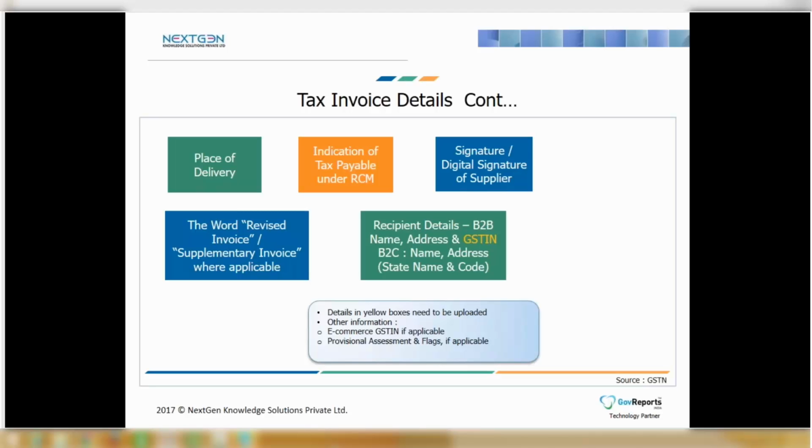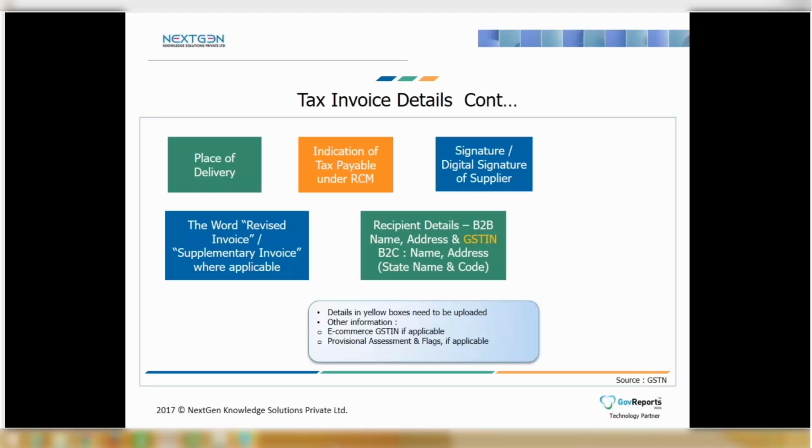So since this is the only data which is uploaded at the GST portal, this is the only data which can be compared by the system between supplier and recipient. Now one more data which was left out from the previous slide was the indication of tax payable under RCM.